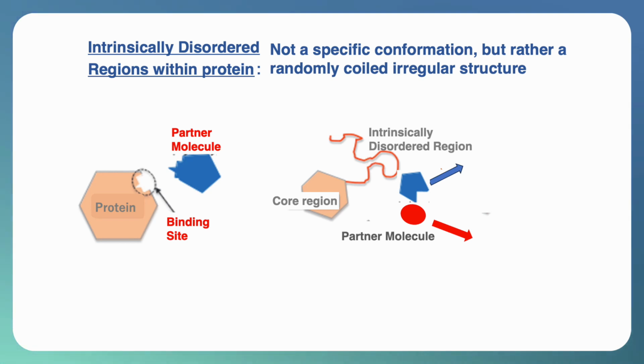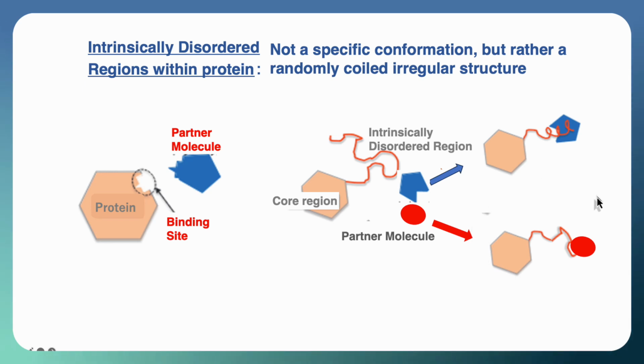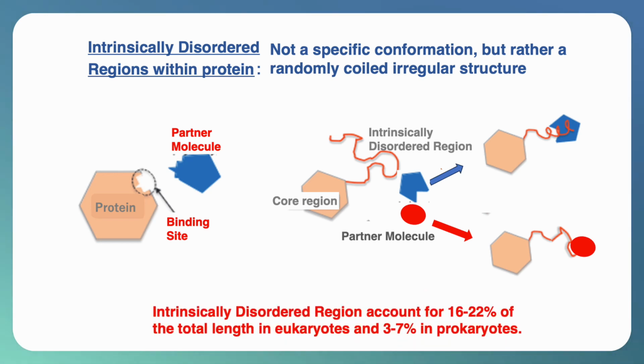These regions are called intrinsically disordered regions. Such disordered regions only form a rigid structure upon binding to a partner molecule. The partner is not limited to a single specific molecule. Within the cellular environment, these regions can form complexes with different partner molecules. The disordered regions can flexibly change their structure depending on the binding partner.